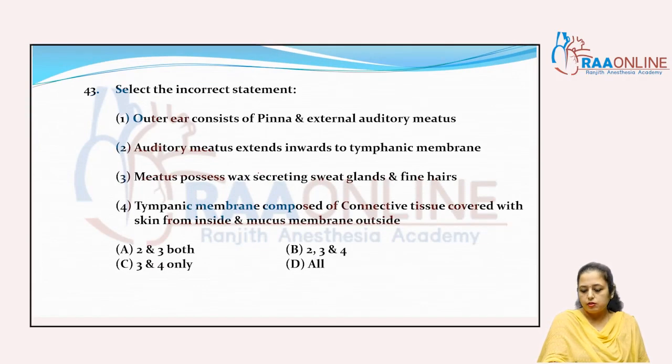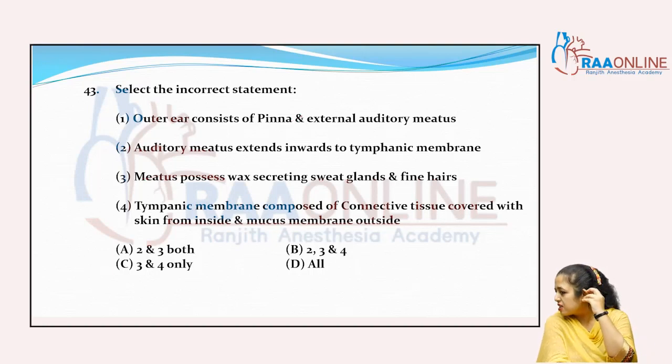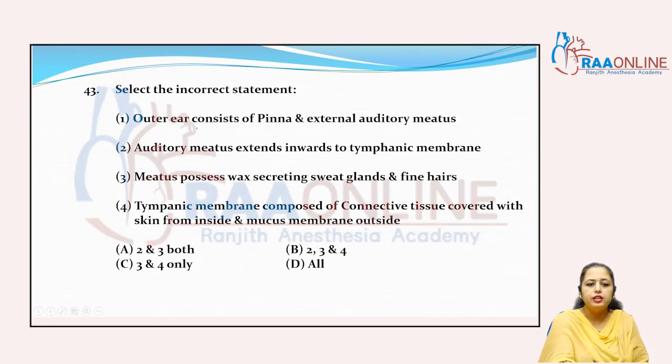Come to the next. Select the incorrect statement. Outer ear consists of the pinna and external auditory meatus. That is, the outer ear consists of pinna and external auditory meatus, right? So this statement is correct. Auditory meatus extends inwards to the tympanic membrane. Exactly. Meatus possesses wax secreting sweat glands and fine hairs. No, this is wrong, right?